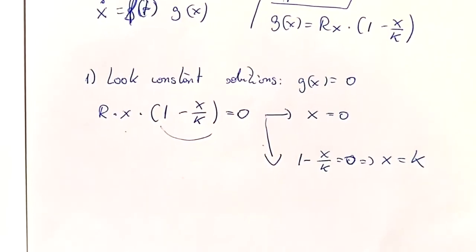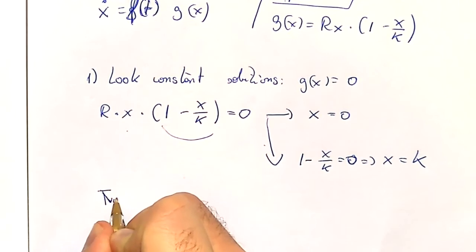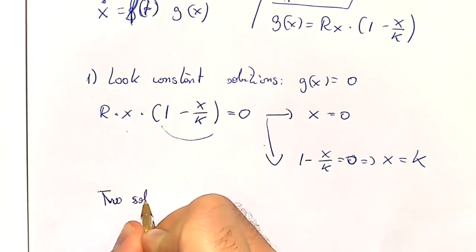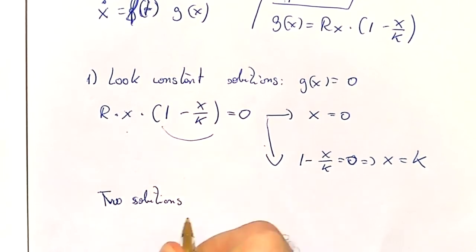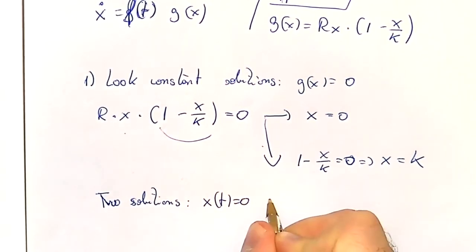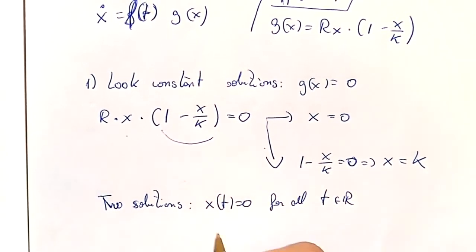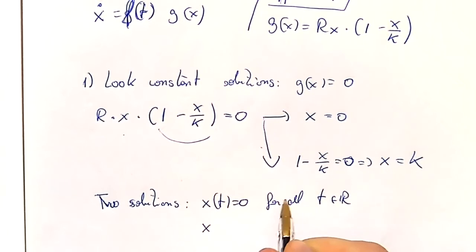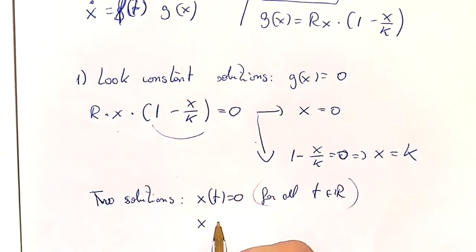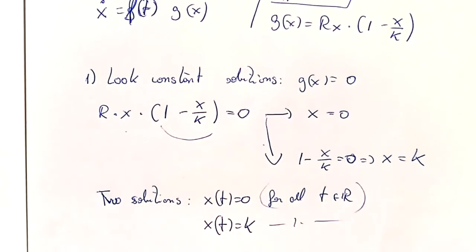And just on the way of phrasing, you phrase it as two solutions up to this point. Solutions which are x of t is equal to 0 for all t in R. You don't need to write this again, but I just write it in order to be complete. And x of t is equal to k. Same thing, if you want to write it.